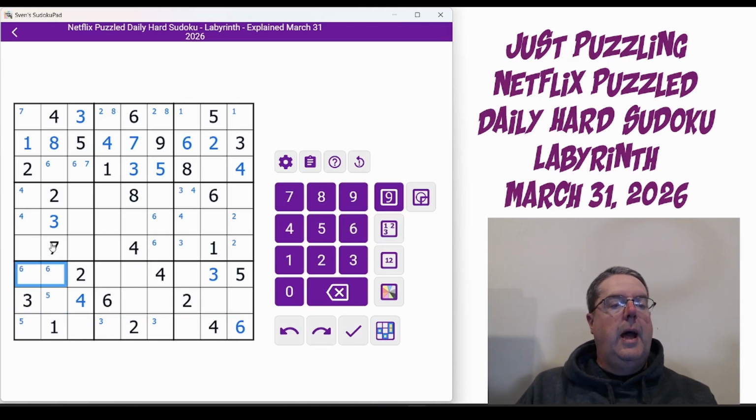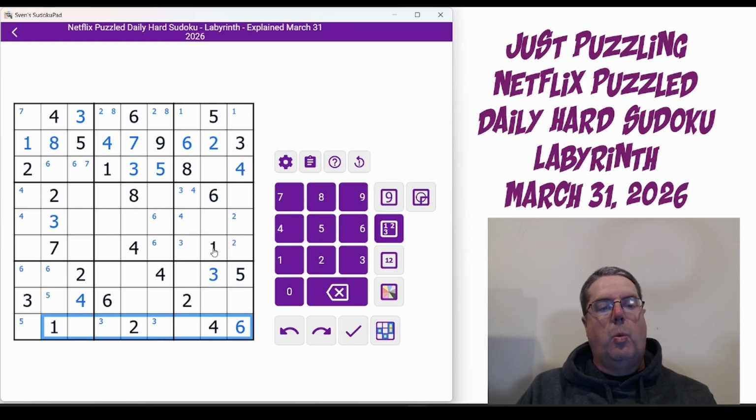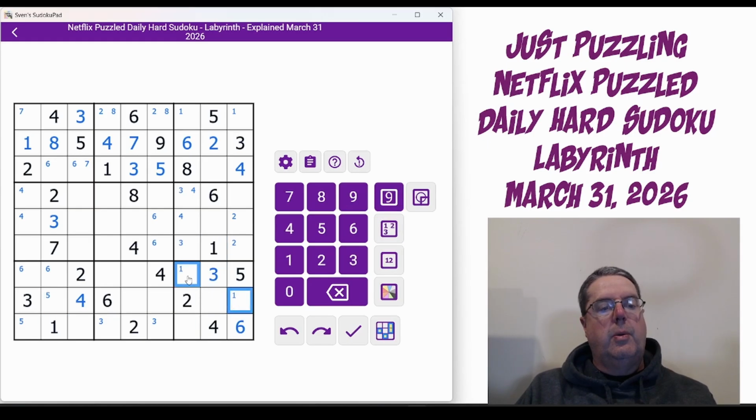Now 7 and 8 can't be there. 7 and 8 can't be here. So 7 and 8 are here, and 9 can be in all of them. Okay, so 9's a bit of a problem to me. 1 comes across here. 1 comes down here. So 1 is one of these two. 2, 3, 4, 5, 6, 7. 7's there, 7's there. 1, 2, 3, 4, 5, 6, 7, 8.